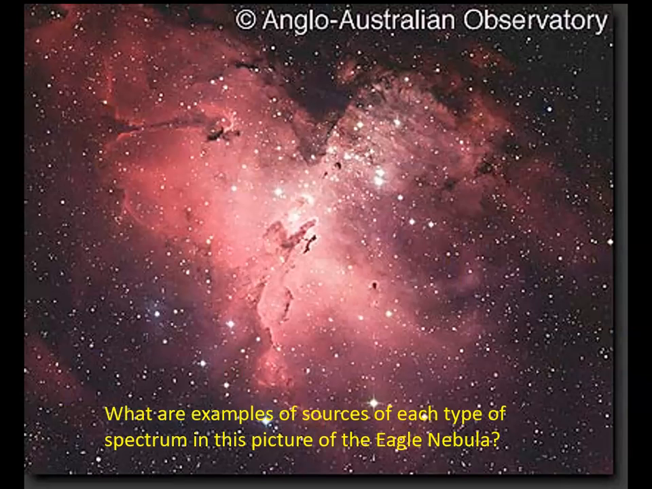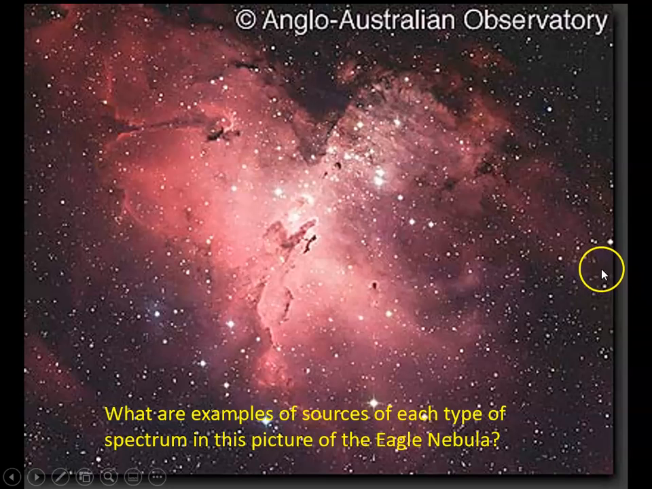So, can you think of examples of each type of spectra in this picture of the Eagle Nebula? In fact, the center part of this is the famous Pillars of Creation, which is one of the most famous astronomical pictures of all time, released by the Hubble Space Telescope team in the mid-1990s. So, let's see. A black body spectrum would be obtained just by looking directly at any of the stars in this picture, as long as there isn't too much in the way of gas and dust along your line of sight to the star. That would give you a black body spectrum.